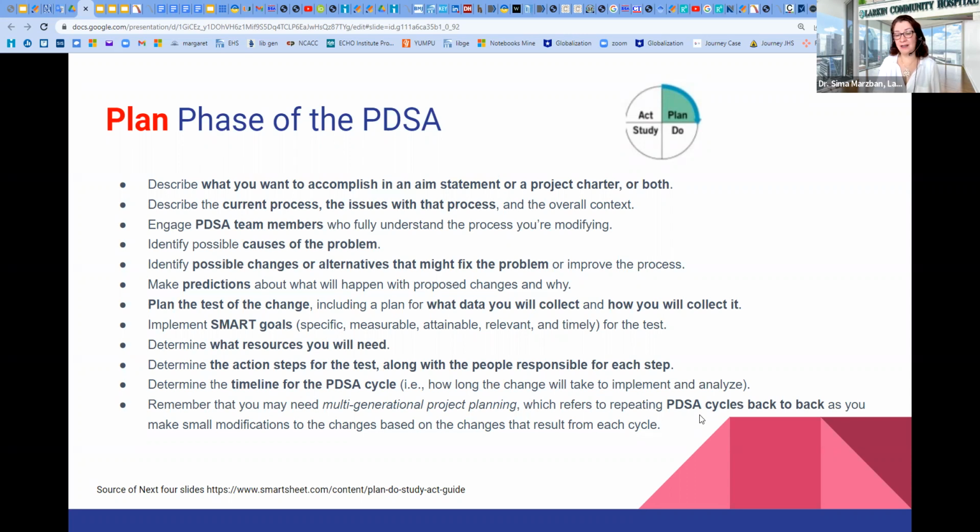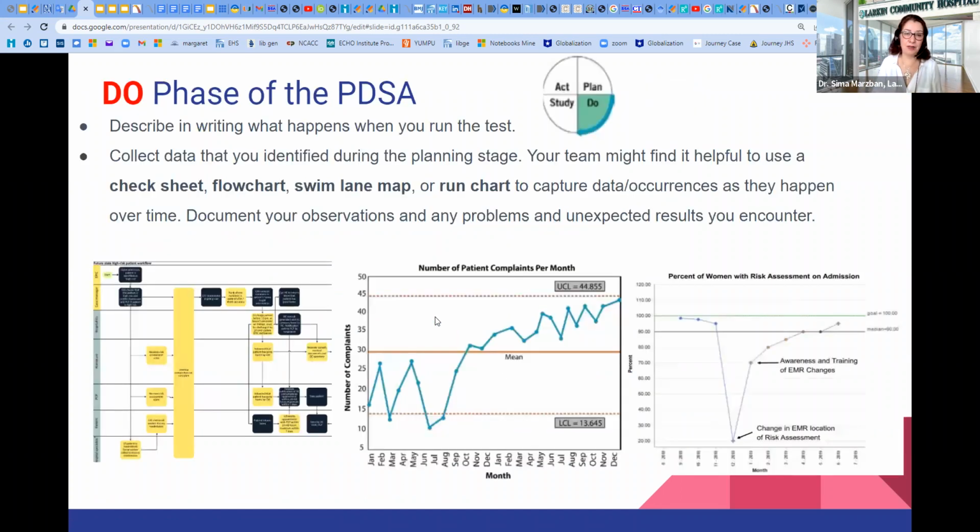And then we will keep in our mind that PDSA cycle is something back to back from the first cycle to the other cycle. So it's not only one cycle of PDSA, it would be something continuously improving our processes in our department.